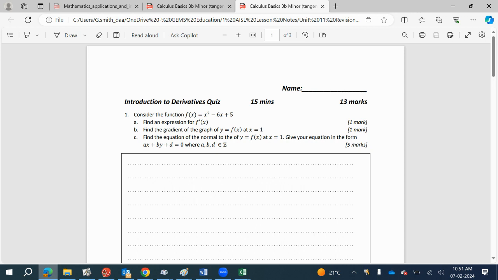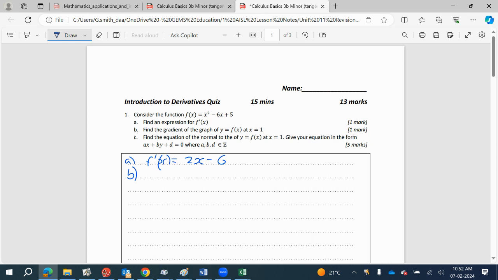Okay, let's go. What was good is most of you know how to do this one. So for A, we need to find the derivative. It's going to be 2x minus 6. 2x minus 6. That was excellent.